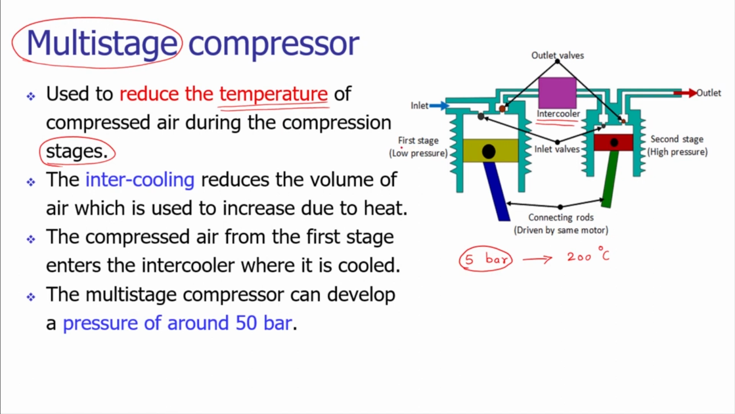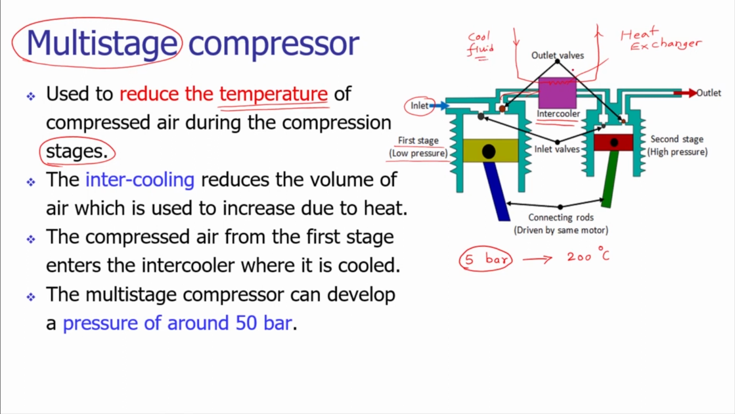So we have a low pressure stage, that is the first cylinder piston arrangement, where we are generating the low pressure compression. Through the inlet we are getting the ambient air, and the compression is carried out here. The compressed fluid will be sent to the intercooler. The intercooler is nothing but a heat exchanger, which has an outside supply of the cool fluid.